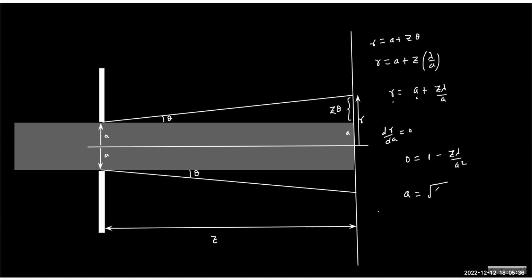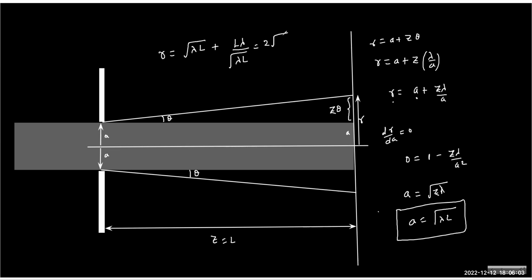A turns out to be root of Z lambda. Z given here is L, I think. Since you got A equals root of lambda L, R equals lambda L plus lambda L upon root of lambda L, which is 2 root of lambda L. So R equals 4 lambda L. Okay, sir.